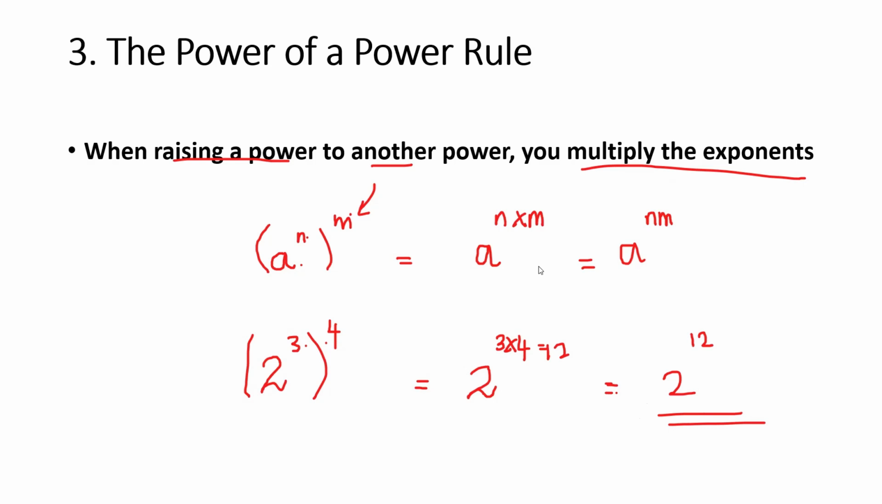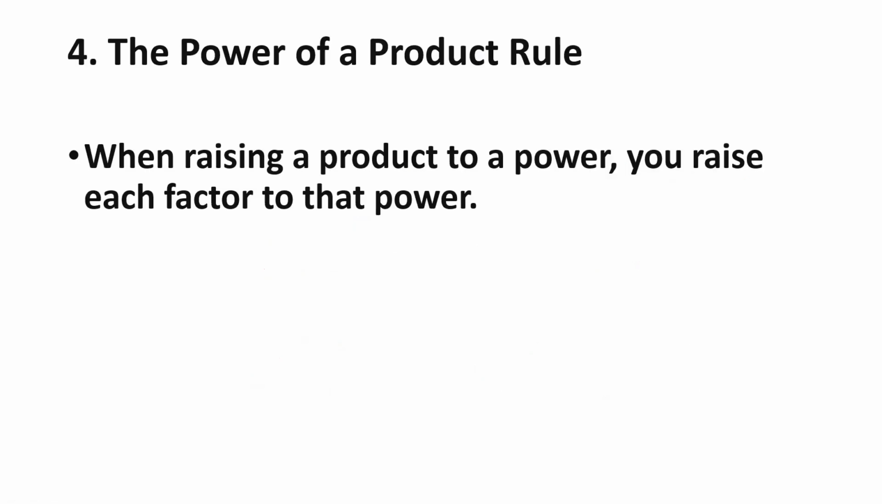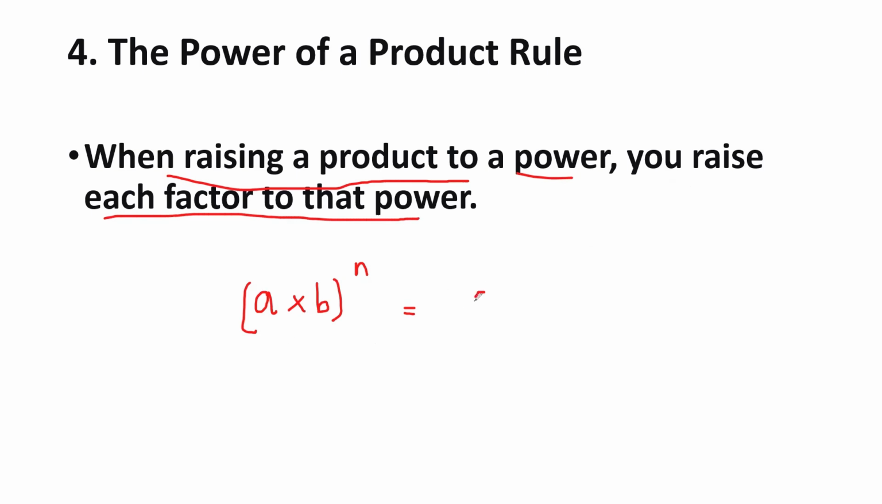So the next rule, the power of a product rule. When raising a product to a power, you raise each factor to that power. Let's say you have a product A multiplied by B raised to a power n. You raise each factor to the power. So you open the bracket, and A will have the power of n, multiplied by B, which also will have the same power.